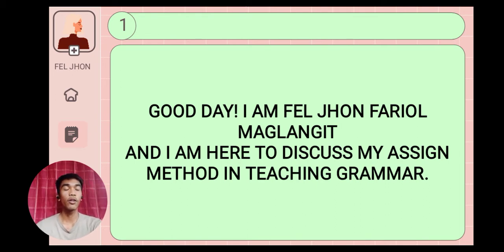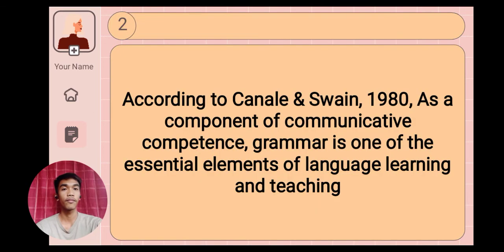What is grammar? According to Canale and Swain, 1980, as a component of communicative competence, grammar is one of the essential elements of language learning and teaching. Meaning, this is very applicable to us as aspiring teachers. The very first component we should have is the communicative competence.